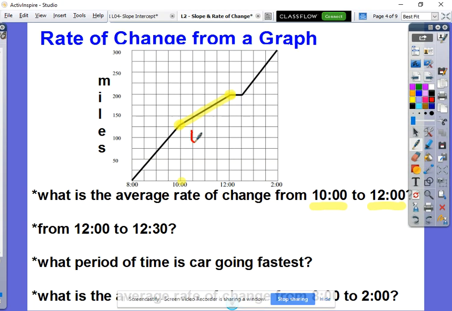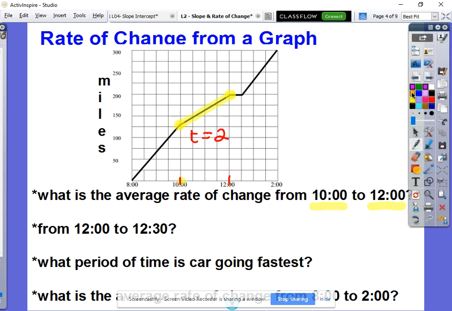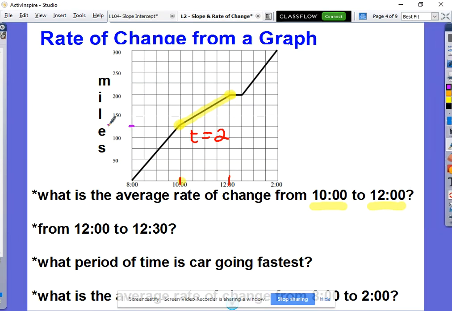We're going to figure out our change in time, how long it's been. From 10 o'clock to 12 o'clock, that's a total of 2 hours. Then we have to figure out our total change in distance. We're right here, about 125, all the way to right here, which is 200. So we went from 125 to 200. That's a total change of 75 miles.